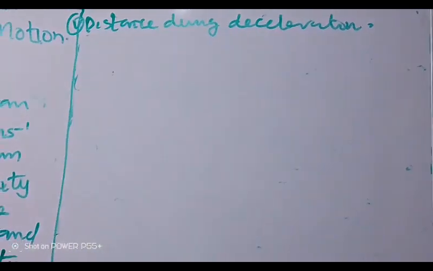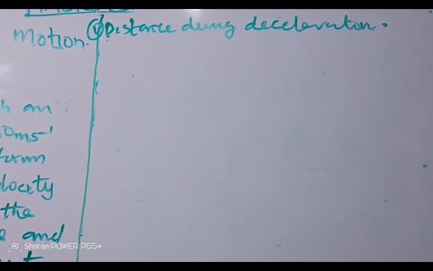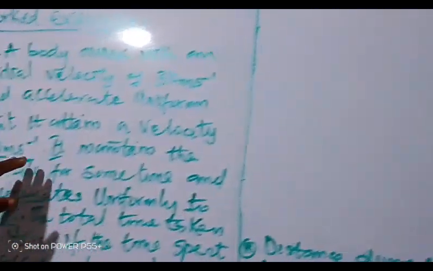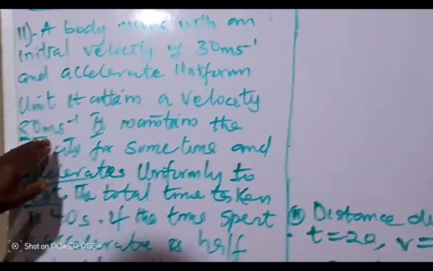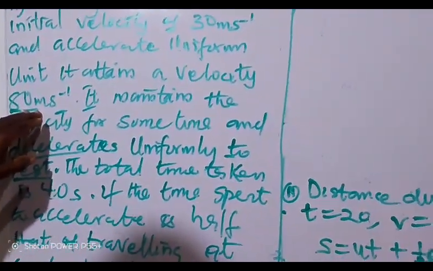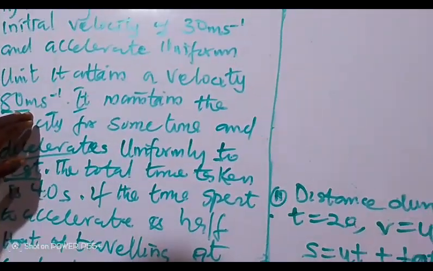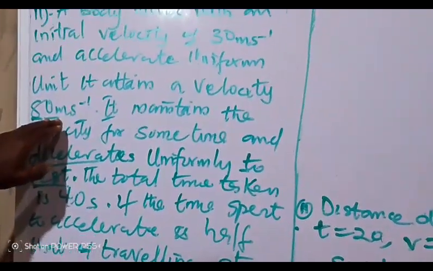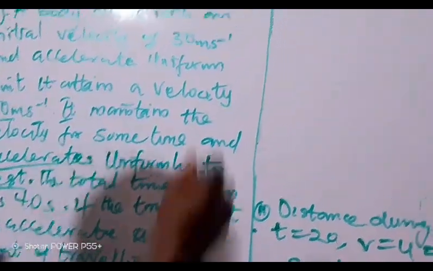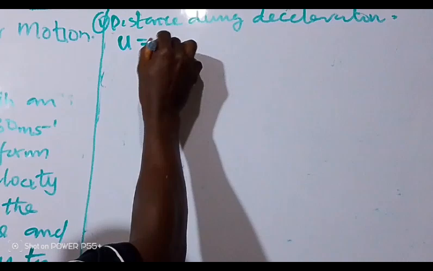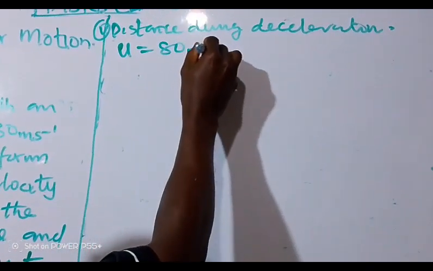The next one is distance during deceleration. Let's come back to the question again. The speed that it maintains, which is constant velocity, is 80 meters per second. It means the initial velocity during deceleration, U, will be equal to 80 meters per second.